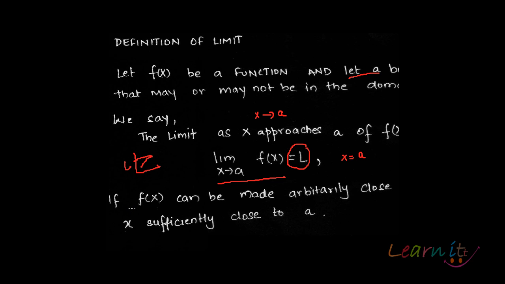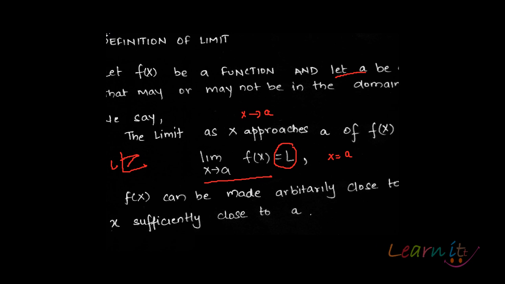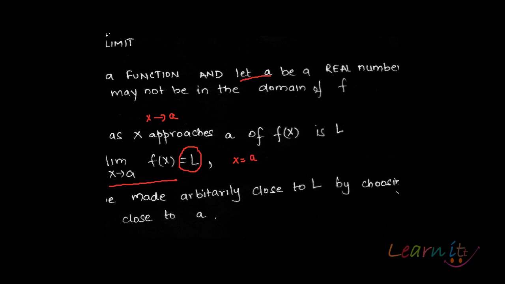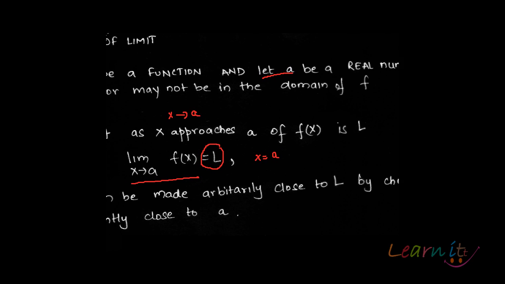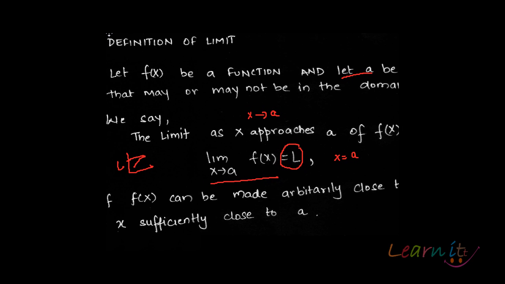So what does it mean? It means f(x) can be made arbitrarily close to L by choosing x sufficiently close to a. That is, we can make f(x) as close as we like to L by choosing an appropriate x. That is the meaning of a limit. That means the limit exists as x approaches a.